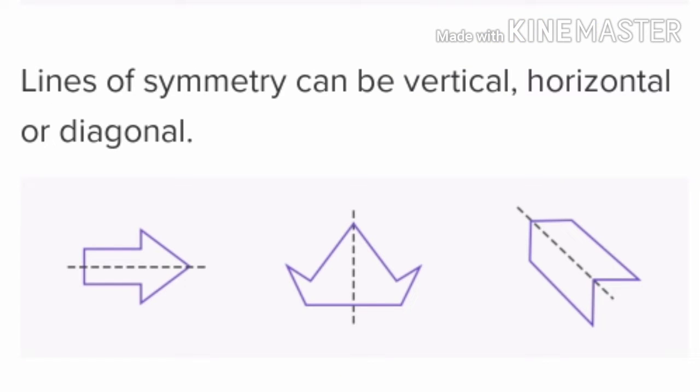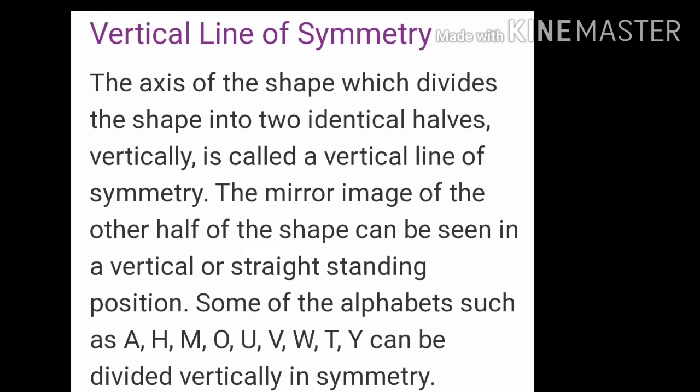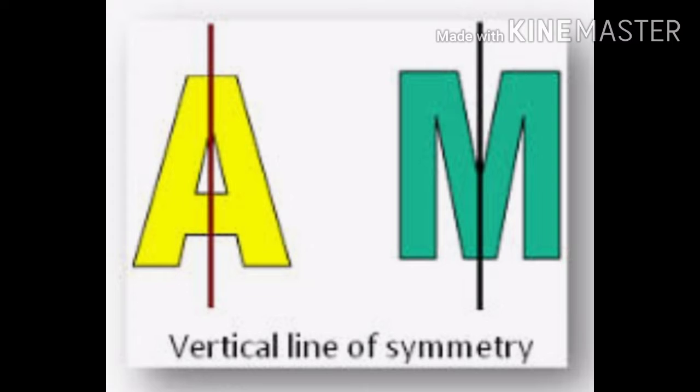So these lines of symmetry can be vertical, horizontal, or diagonal. Let's see them. But basically we will discuss the vertical line of symmetry and the horizontal line of symmetry. First, the vertical line of symmetry. The axis of the shape which divides the shape into two identical halves vertically is called the vertical line of symmetry. The mirror image of the other half of the shape can be seen in a vertical or a straight standing position. Some of the alphabets such as A, M, O, U, V, W, T, Y can be divided into vertical symmetry. You can see this example of A and M.